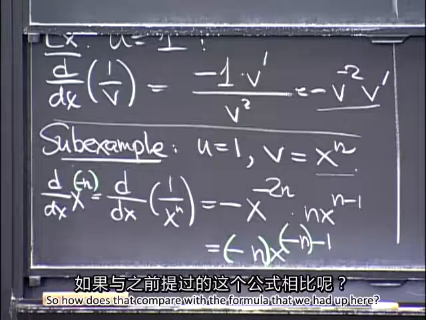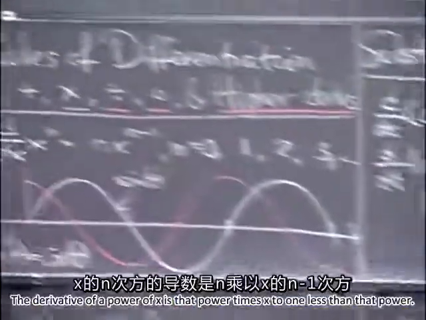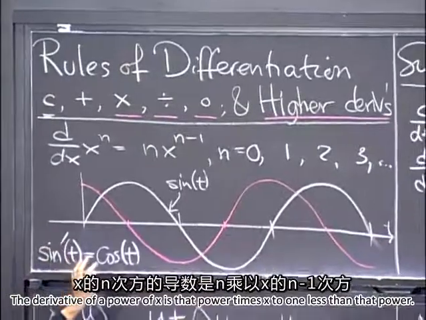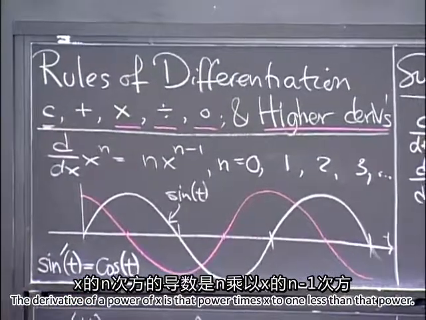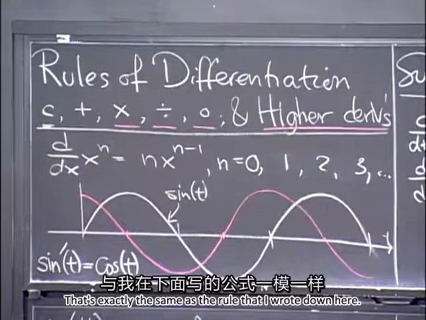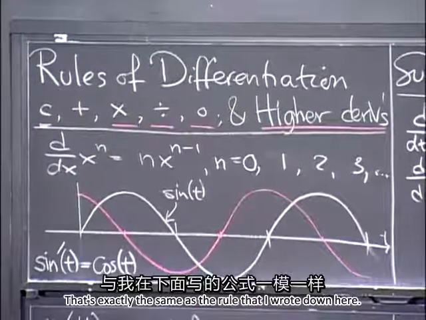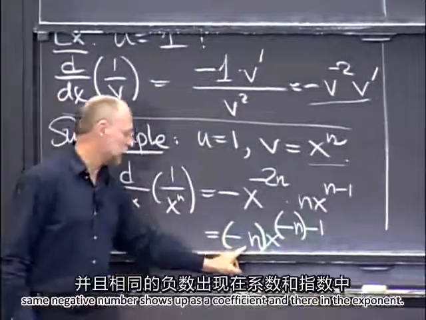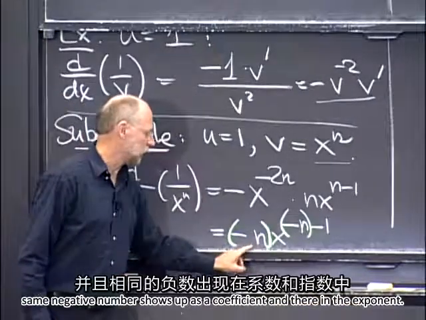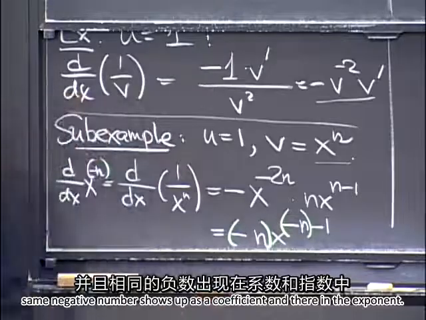So how does that compare with the formula that we had up here? The derivative of a power of x is that power times x to 1 less than that power. That's exactly the same as the rule that I wrote down here. But the power here happens to be a negative number, and the same negative number shows up as a coefficient, and there in the exponent. Yeah?